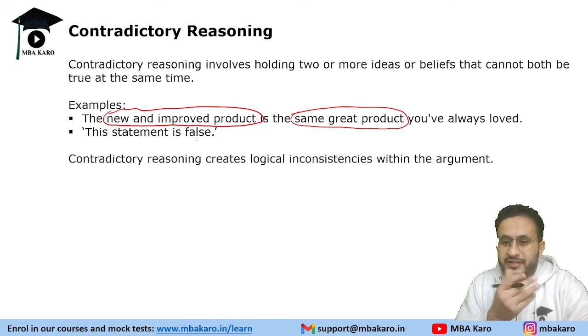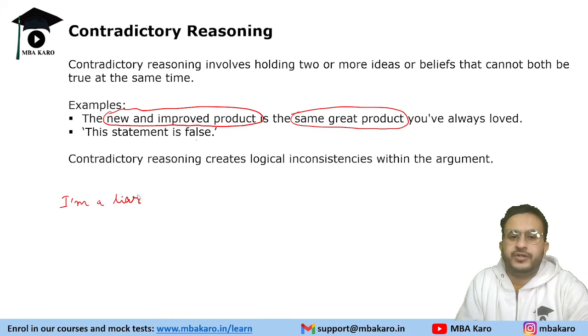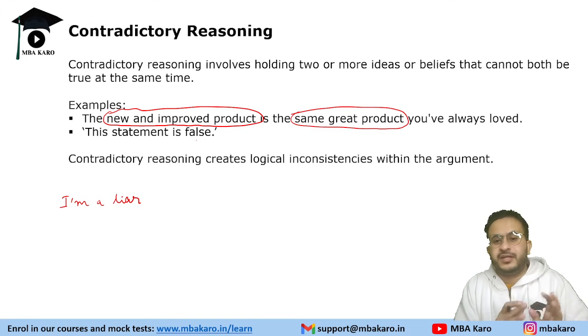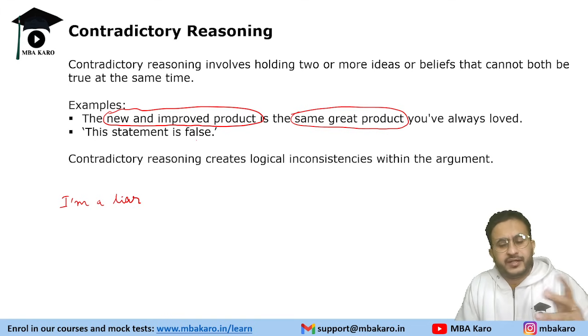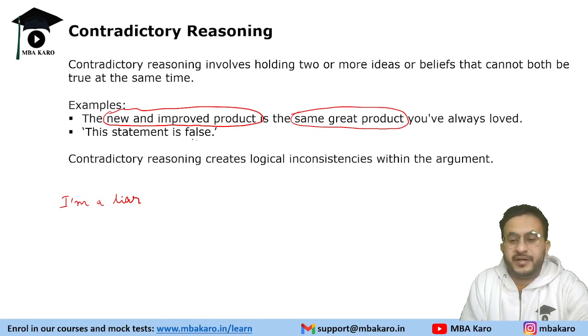Like, for example, in binary logic, if a person says "I am a liar," that is contradictory reasoning. A person who is a liar will not say "I am a liar," and a person who is a truth teller will not say "I am a liar." Similarly, "This statement is false."